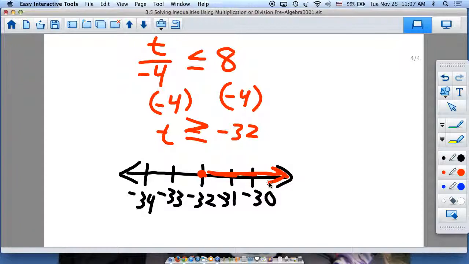So now we've worked with adding, subtracting, multiplying, and dividing inequalities. You can see that they're exactly the same as when you solve equations.